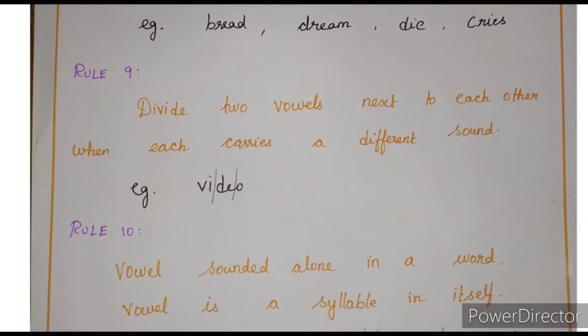So next let us see what is rule 9. Divide 2 vowels next to each other when they carry a different sound. If they have a different sound, you can divide, children. If they have the same sound, you cannot divide it.